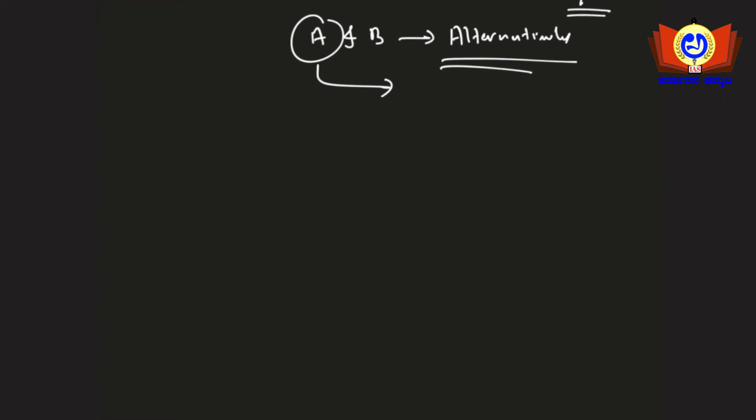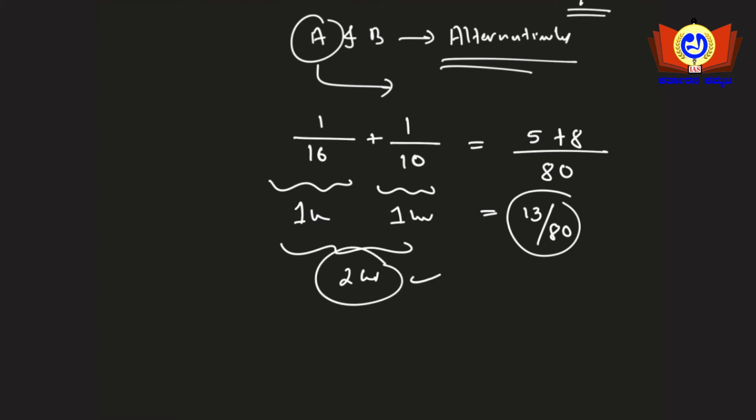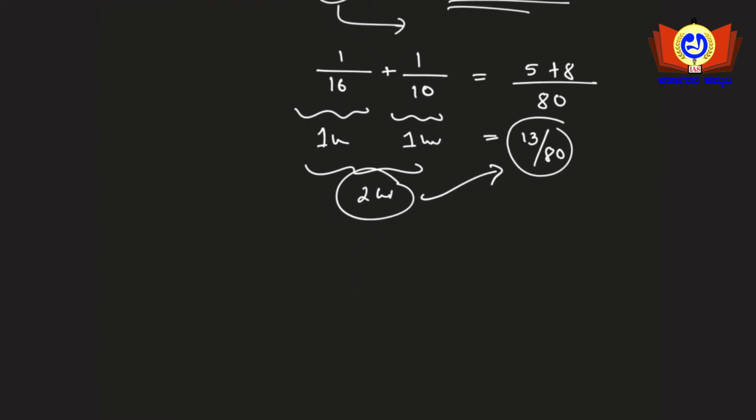So in 1 hour what part of the tank will be filled here? 1 by 16th part. For the second hour pipe B will be opened, and what part of the tank will be filled here? 1 by 10 part. Upon taking the LCM will be 80. So 5 plus 8, that will be 13 by 80. Pipe A will be opened for 1 hour, pipe B will be opened for 1 hour. So in total 2 hours 13 by 80 part of the tank will be filled here.